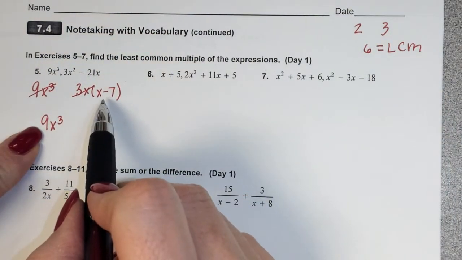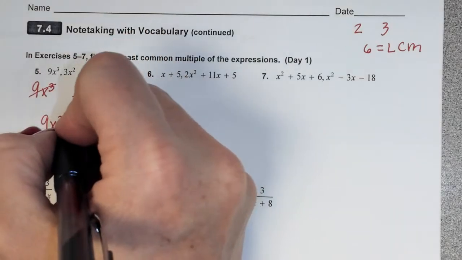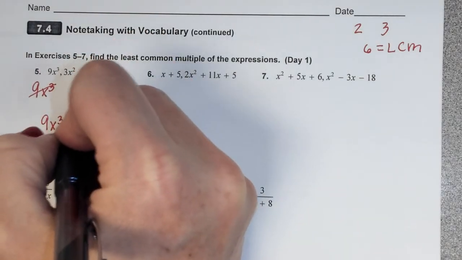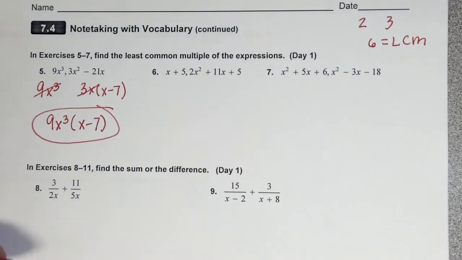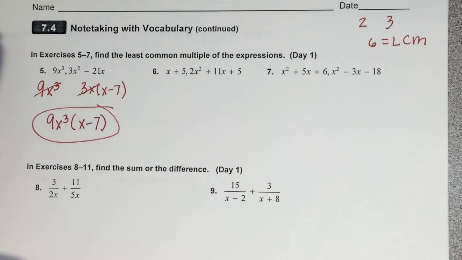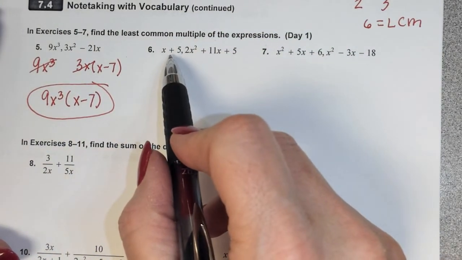But what about the x minus 7? It has to be divided evenly too. So what this could be divided evenly into is x minus 7. That would be the least common multiple. All right? Let's look at another one.